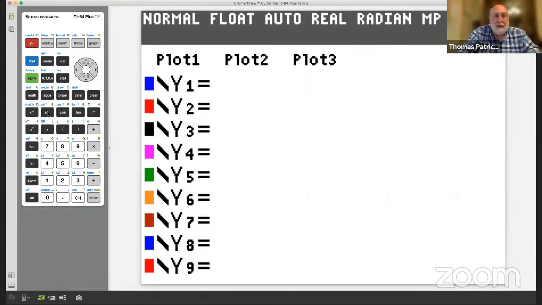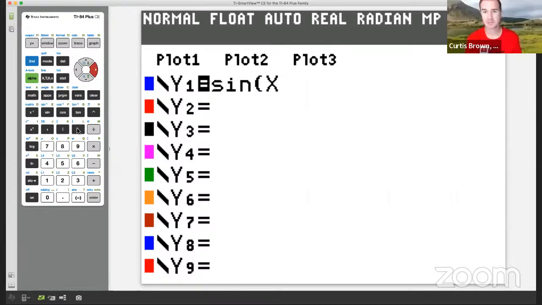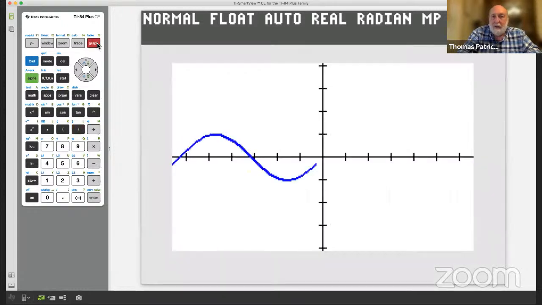Just going to graph sine of x here real quickly. That's the function you were looking at the inverse of. Let me go ahead and use good form and close the parentheses there. There you go. And then let's take a look at the graph.